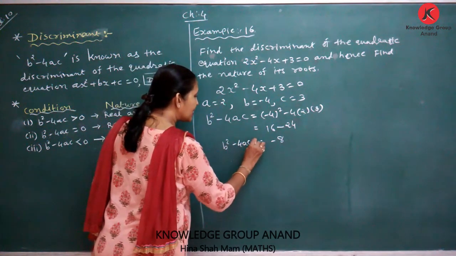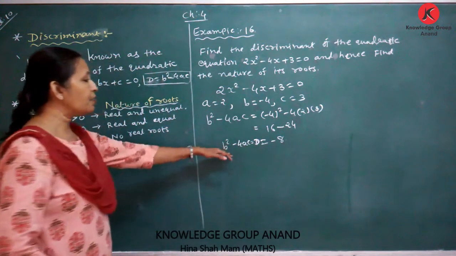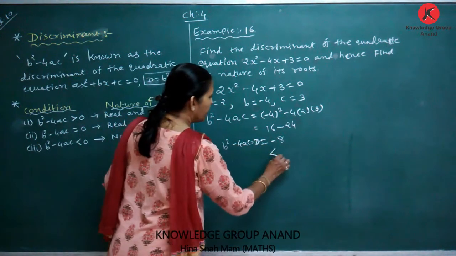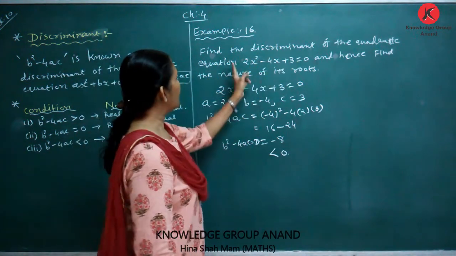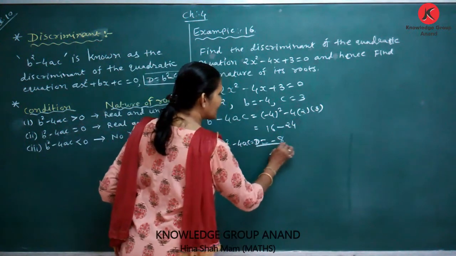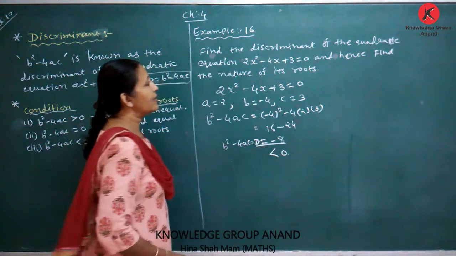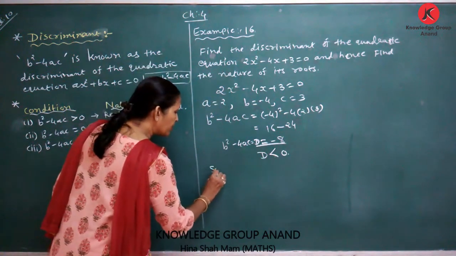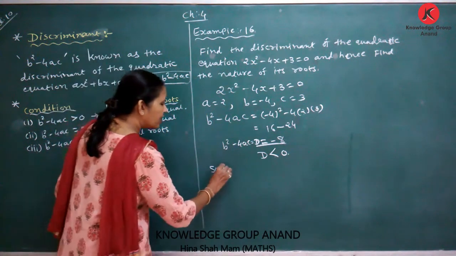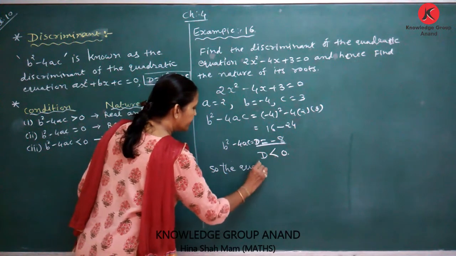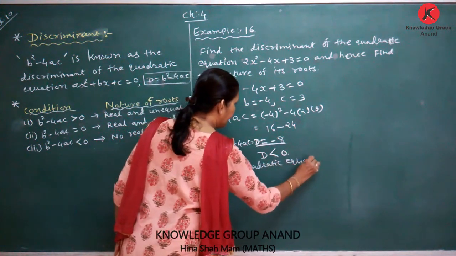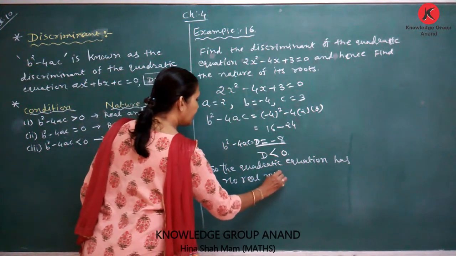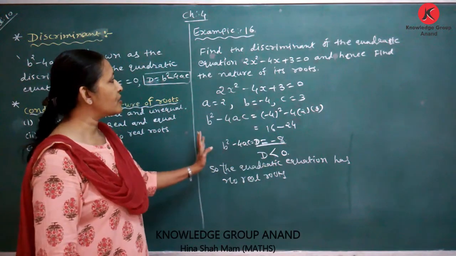Here what is the value of b square minus 4ac? It is negative, that means it is less than 0. So the discriminant is equal to minus 8. And hence find the nature of its roots. D is less than 0. So what is the condition? D less than 0, therefore the quadratic equation has no real roots.